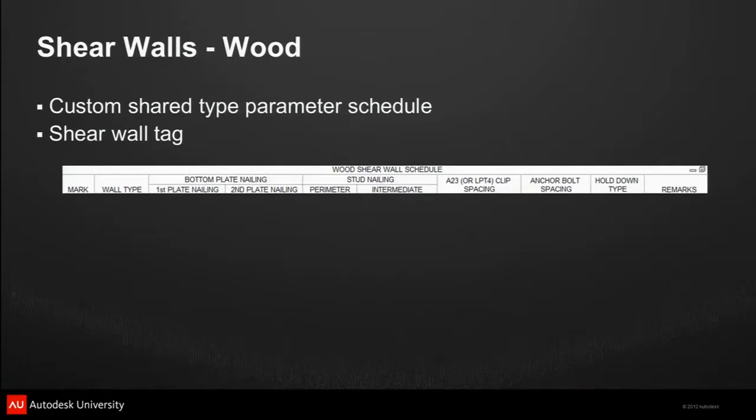Shear walls, wood shear walls. We have a different setup for wood shear walls versus concrete shear walls. The wood shear walls are just a type parameter schedule. We have a shear wall tag in plan, linked to the schedule. Very basic. We don't do a whole lot of modeling and detailing. We have a lot of typical details to cover the shear walls, especially wood shear walls. A simple schedule will do it.